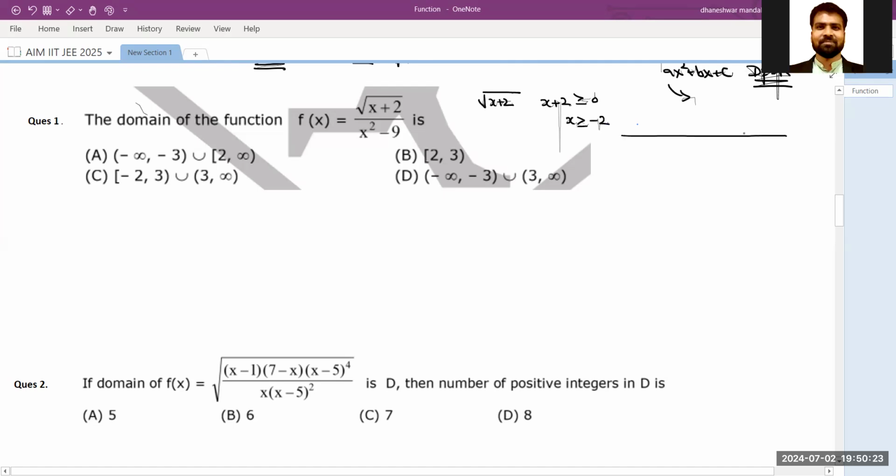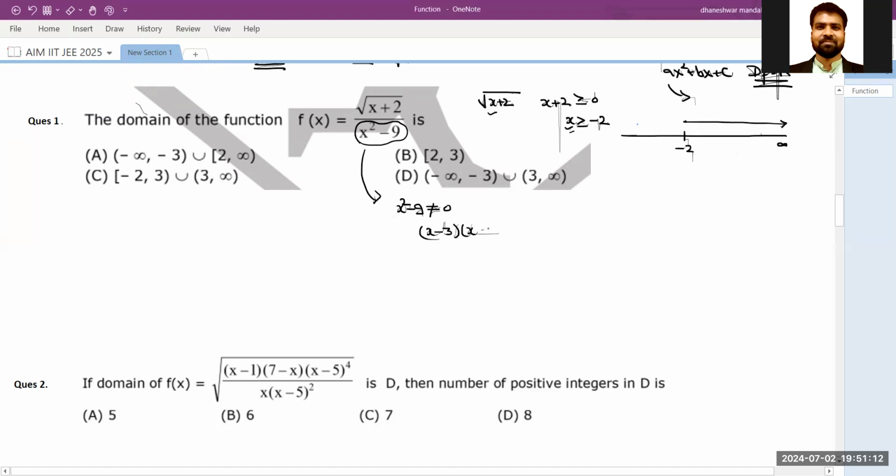If I draw this condition on the real number line, here we have minus 2, and I can take the value of x as minus 2 also, and any number which is greater than minus 2. So minus 2 is included, and from here the value of x is from minus 2 to infinity. Now, this term is in the denominator, and for this term I can say that x square minus 9 cannot be equal to 0. If this becomes 0, then this will be not defined. Is this clear?